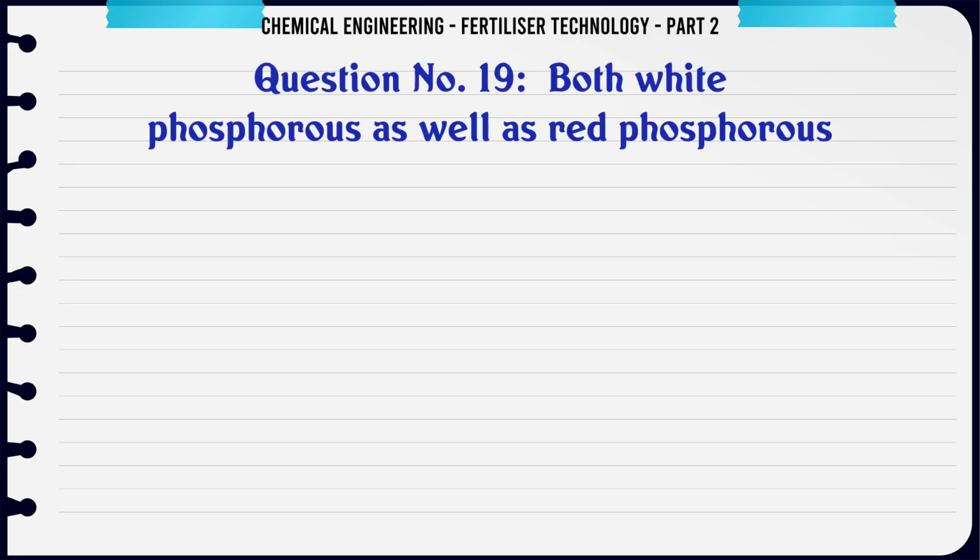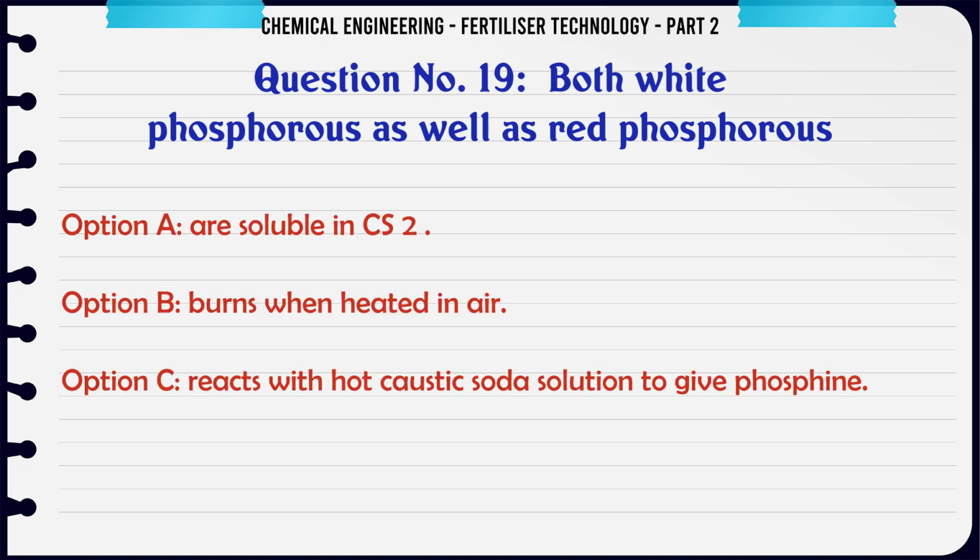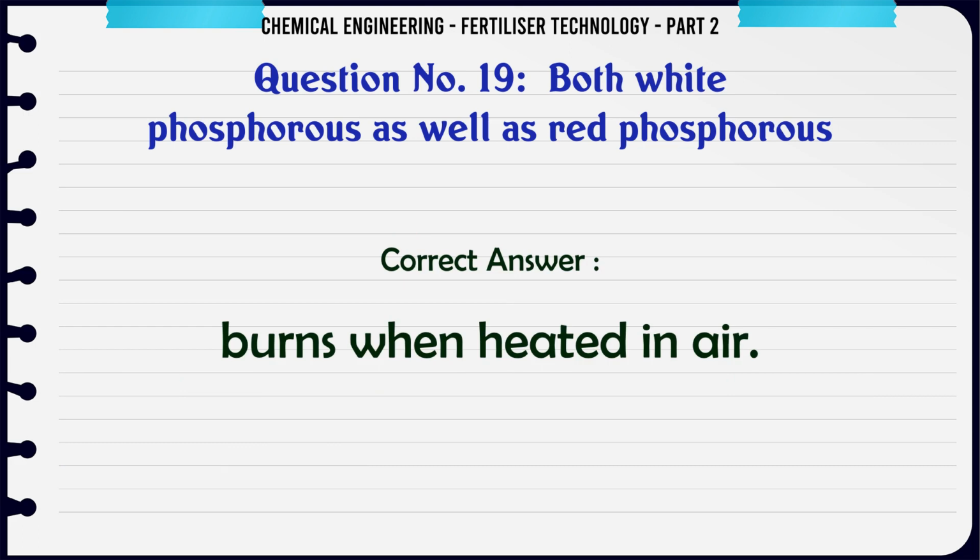Both white phosphorus as well as red phosphorus A. are soluble in CS2, B. burn when heated in air, C. react with hot caustic soda solution to give phosphine, D. all A, B, and C. The correct answer is burns when heated in air.